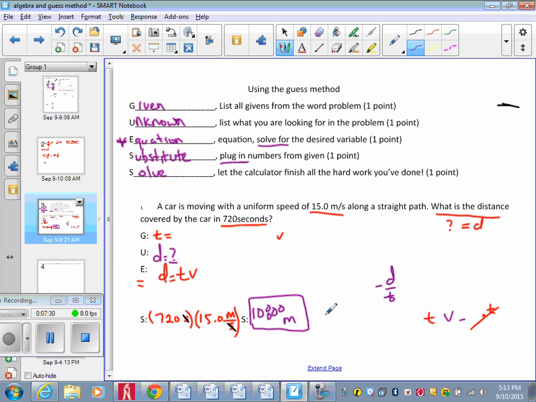You could also do that in scientific notation: 1.08 times 10 to the 4th meters. Always have a unit. If you don't have the unit, you miss the solve. You get a -1. So put the units. Great. All right, let's try another one.